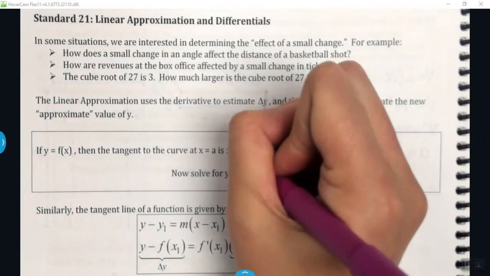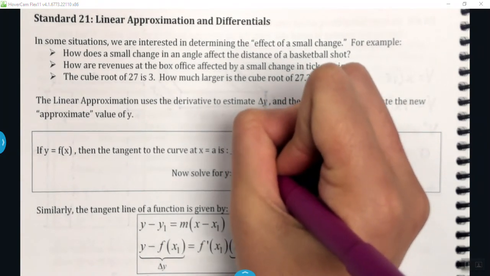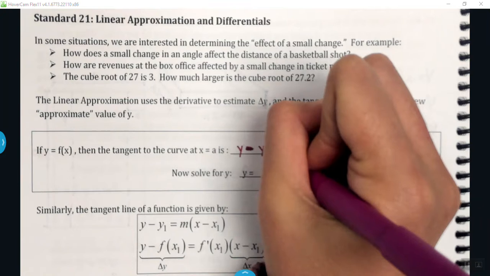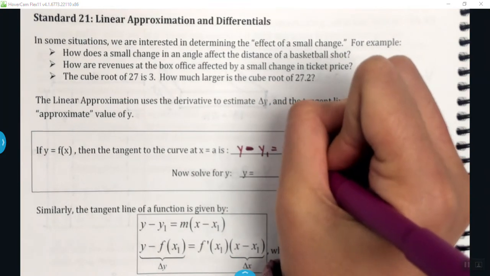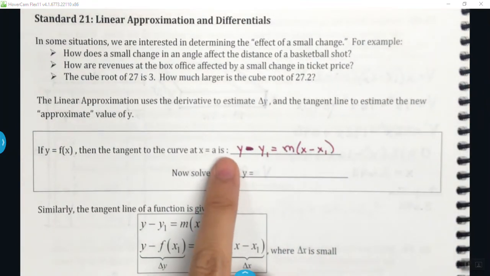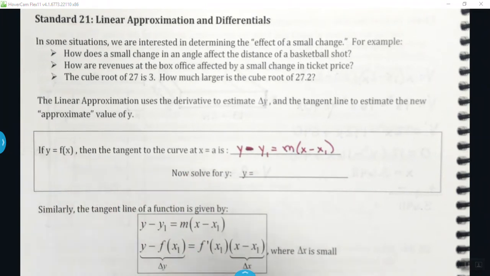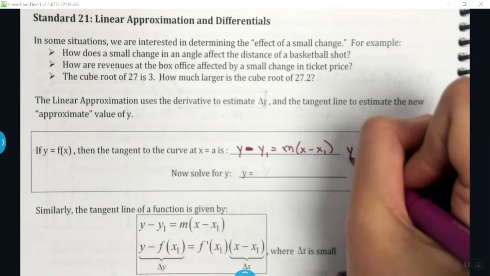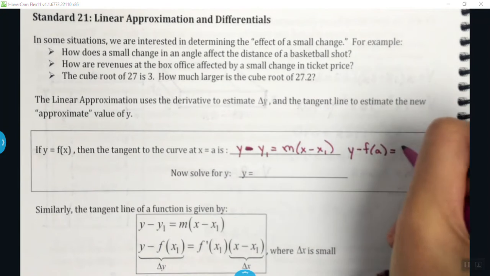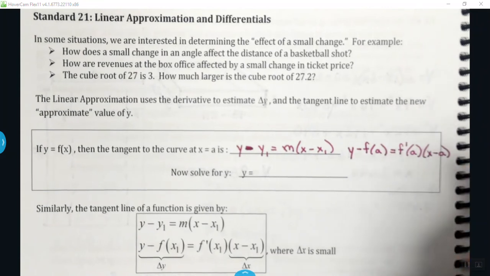The way to make a tangent line is y minus y1 equals m times x minus x1, right? Oh, thank you, Jackson. Everybody's got that, yeah? And y1 and x1 come from the function f of x, so it's y minus f of a equals, and then the m comes from the derivative at a, x minus a, right?